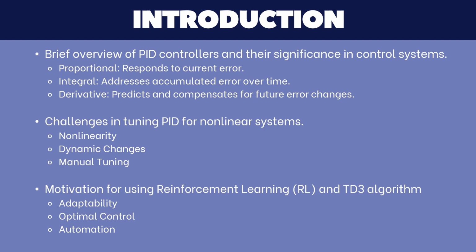PID controllers are widely used in control systems because of their simplicity and robustness. They consist of proportional, integral, and derivative actions. However, tuning PID controllers for nonlinear systems is challenging due to issues like dynamic changes and nonlinearity. Using reinforcement learning, specifically the TD3 algorithm, introduces adaptability, automation, and optimal control to overcome these challenges.